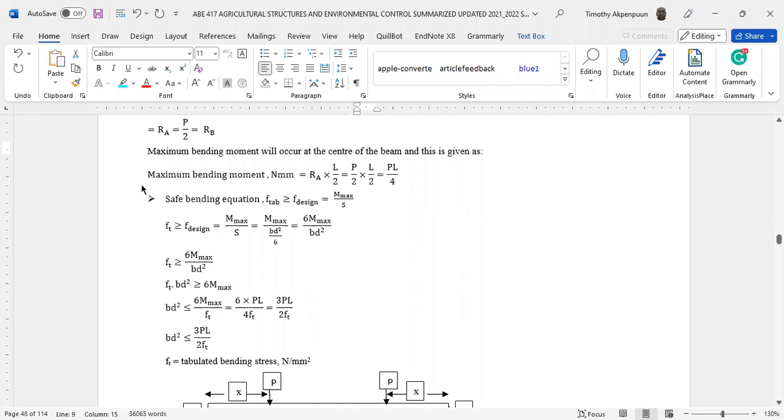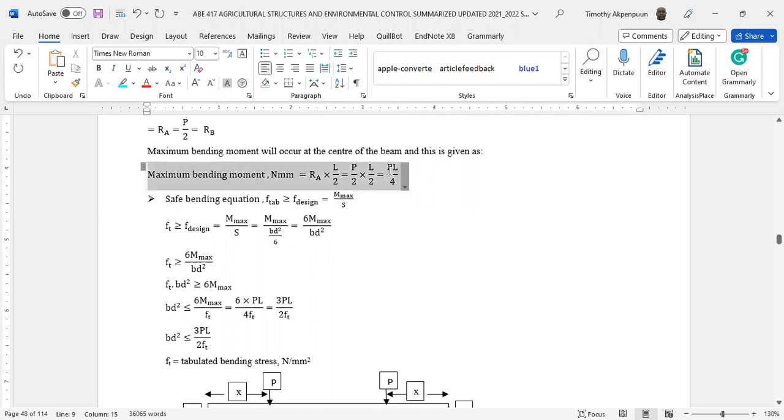So the next point to look at now. Maximum bending moment will occur at the center of the beam, and this is given as this. All right, take notes. So maximum bending moment is what? PL over 4. See how it was arrived at. PL all over 4, right? Yes, sir.